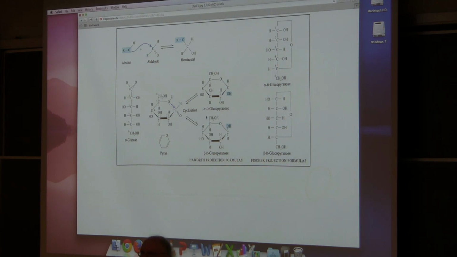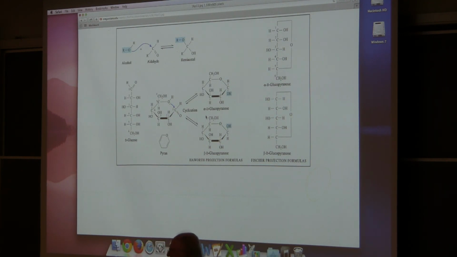Now you can try to remember a rule about left is up or right is down or whatever it is, but I think it's actually easier to just memorize the structure of the ring. You need to know the ring structure for glucose, fructose, and ribose. For glucose, I remember it as the alpha form of glucose is down, down, up, down, up. See? It's easy.